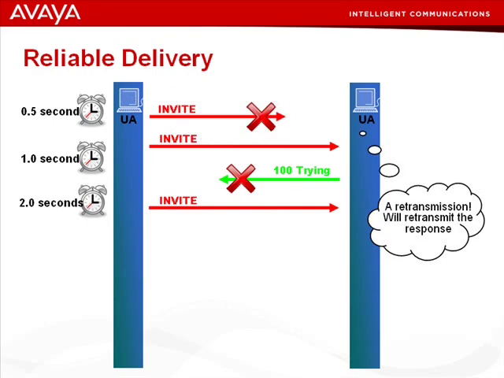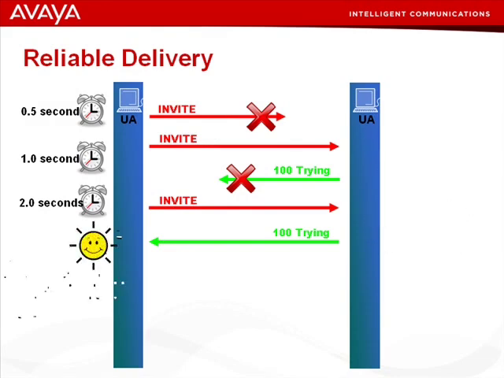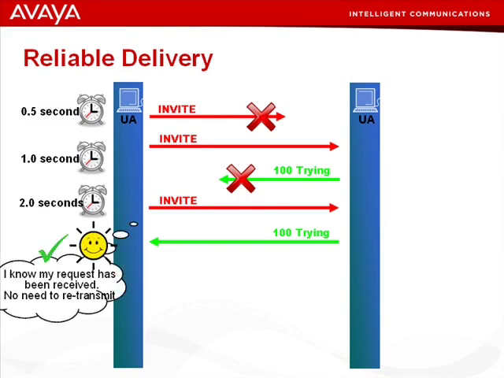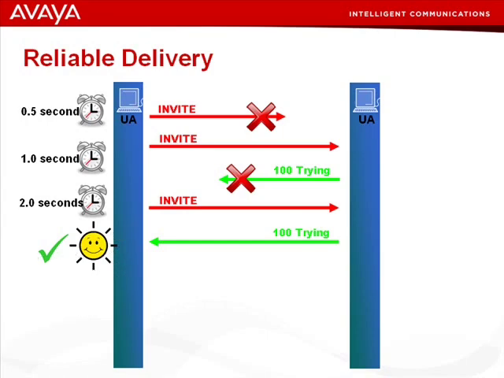The user agent on the other side then receives the request and, on realizing it's a retransmission, simply retransmits the response. If the response arrives upstream okay, then the user agent client heaves a big sigh of relief and says, "Phew, I'm happy now. I know that my request has been delivered reliably. I don't need to retransmit anymore."